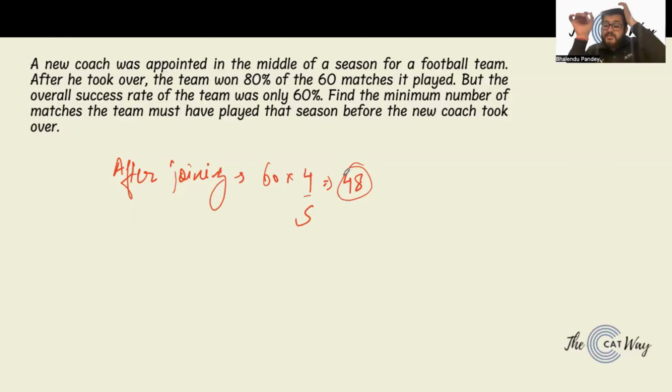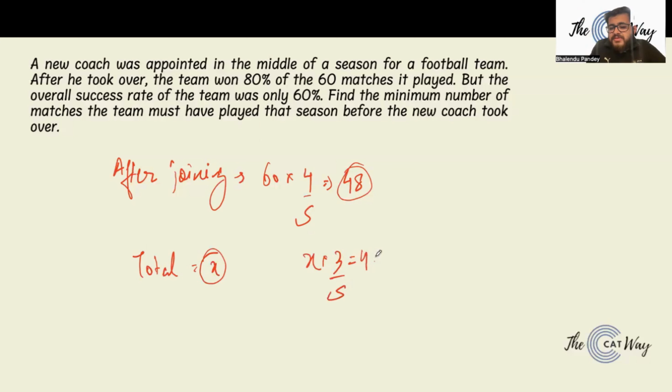So how can I keep the wins minimum? I know they have already won 48. So to keep the number of wins minimum, I'll assume that they only won 48 matches in the entire tournament. So if 48 matches is 60% of the total matches, what would the total be? Let's say the total number of matches is X. Now its 60%, that is 3/5, is given to me as 48. So my X value will become 80.